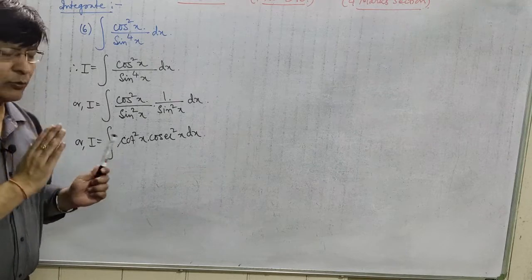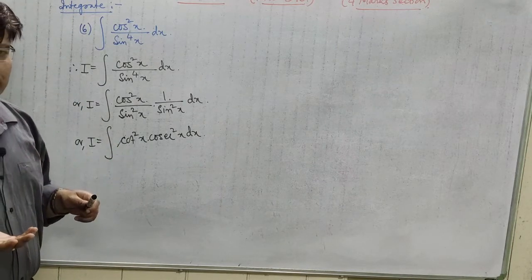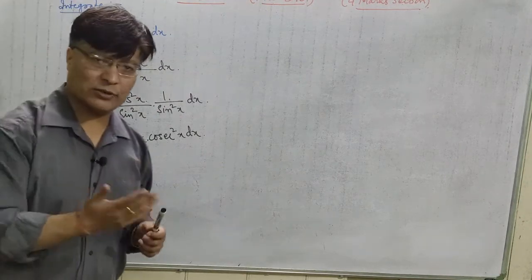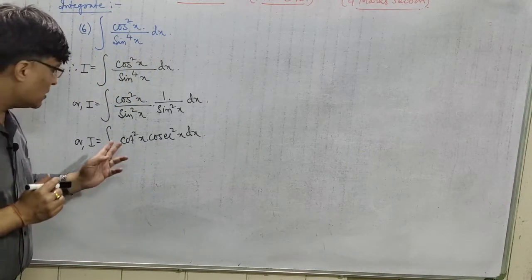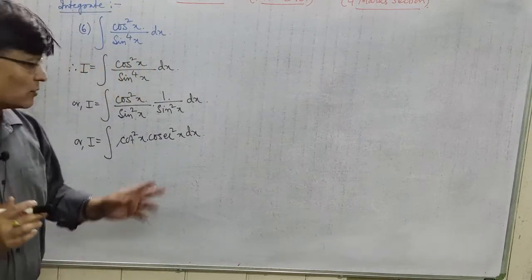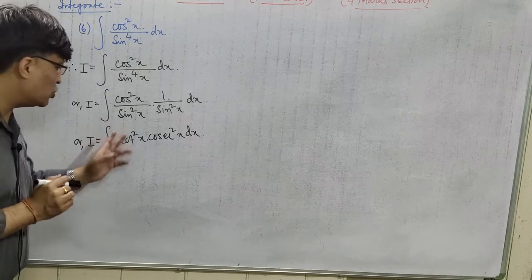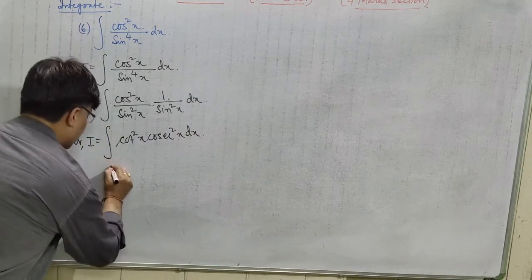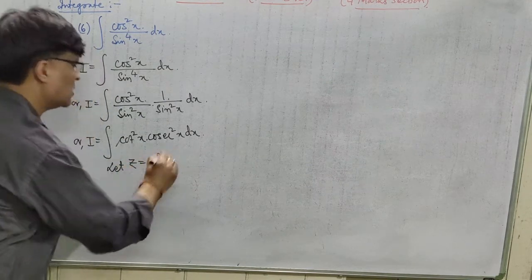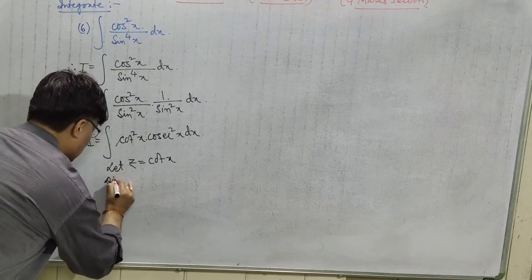Okay. So now you have to check the relation between cot square x and cosec square x, or it may be you have to check the relation between cot x and cosec square x. So you know that the differentiation of cot x is minus cosec square x, isn't it? So let us assume let z is equal to cot x, because the differentiation of cot x is minus cosec square x.